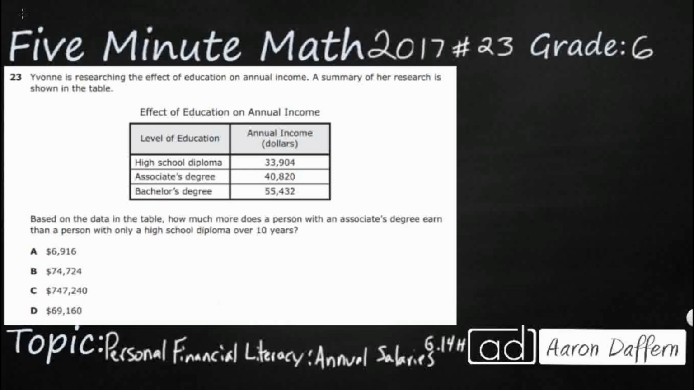Today we are looking at the 6th grade concept of personal financial literacy, annual salaries. This is standard 6.14H in the great state of Texas, and we are using item number 23 off the 2017 released STAAR test. If you have not done so already, please go ahead and take a moment to pause the video, work this problem out on your own, unpause it, and then we will look at our answers together.